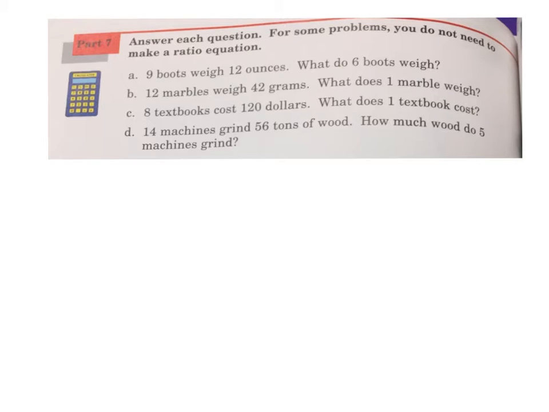So looking at A, they're asking about more than one, right? In the question, this is what they're asking. They're asking about more than one, so this one I'm going to set up just as a regular ratio equation, right? We're comparing boots to ounces, so boots to ounces, number times a number equals a number. That's the ratio because I can see here that they're asking about more than one.